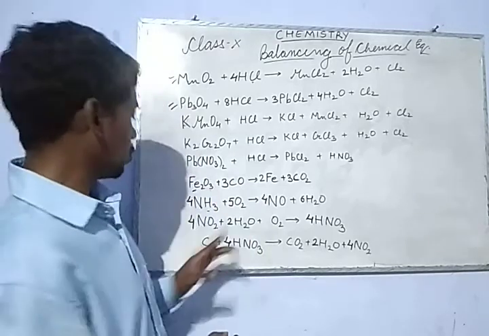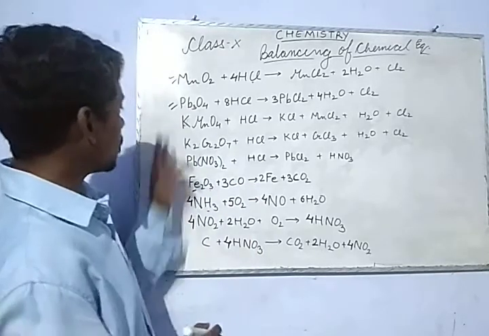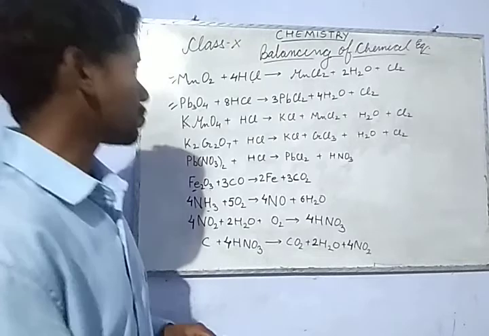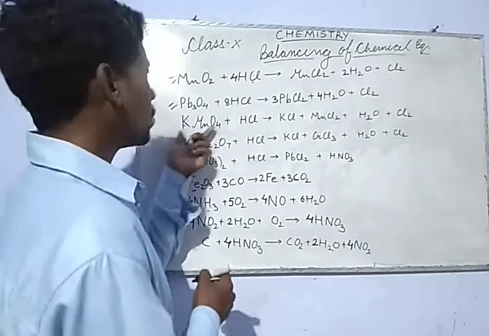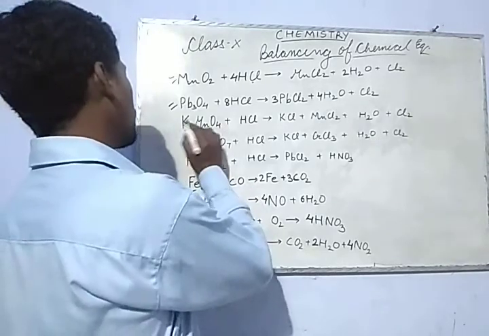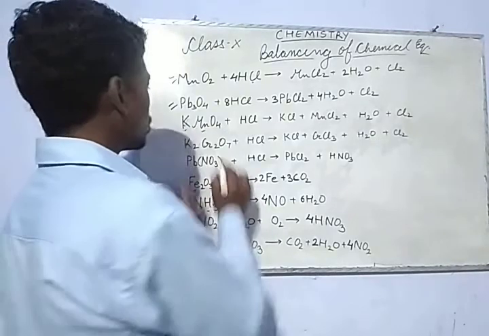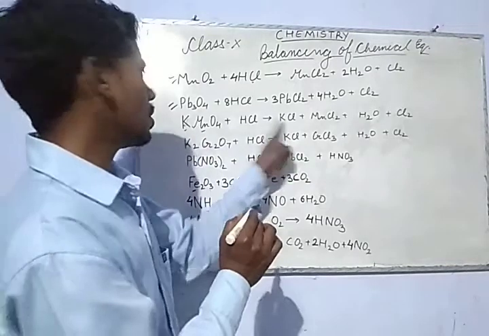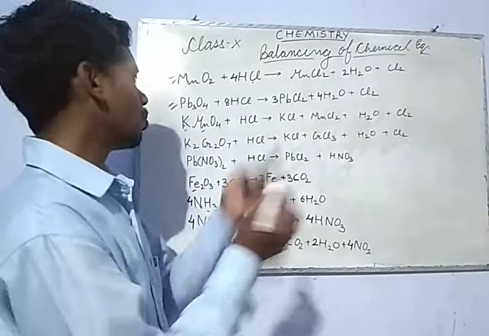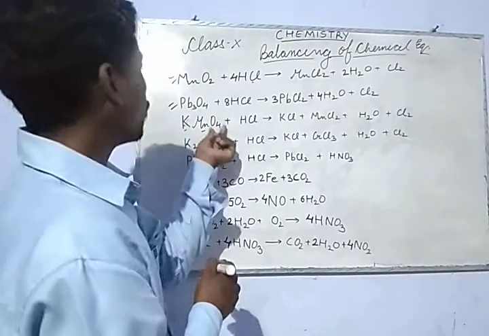Now we come to all these 3 are done. Now let's come to these 3. Okay. Let's see. KMnO4. So what is the electropositive metal here? K and Mn. So we will go for K and Mn. How many K here? 1, 1. How many Mn? 1, 1. No problem. Okay.